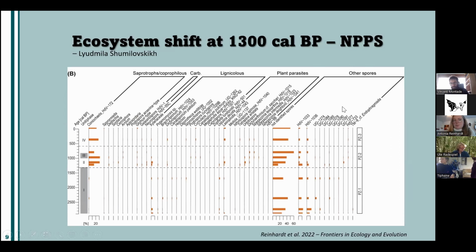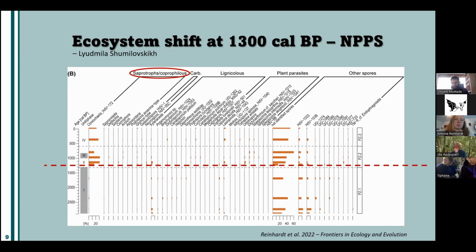NPPs are non-pollen palynomorphs, so mainly spores and fungi, for example. And you can see here, especially for the saprotrophic and coprophilous spores, for the Coniochaeta spores here, that we have a sudden rise at 1,300 years before present. These spores are known to grow on dung or on dead wood. So that means during that time, we probably had a higher occurrence of dung and dead wood.